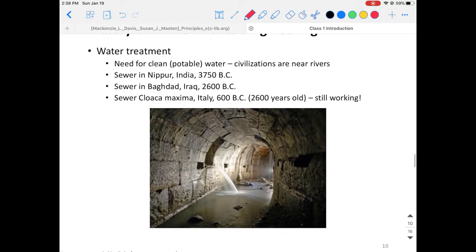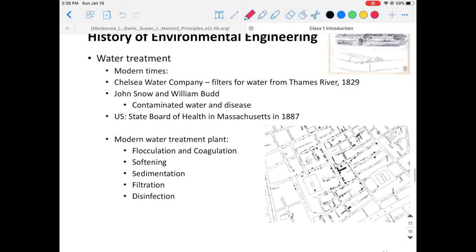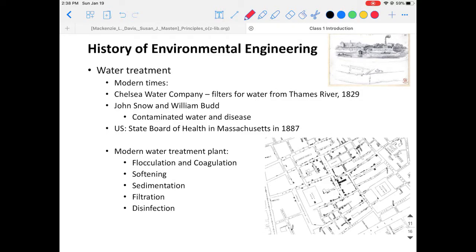older time, right? And in terms of the modern times for the water treatment, the Chelsea Water Company is the first company that made moves to filter the water from the Thames River in 1829, which is in the United Kingdom. Okay, so you can find out that it was actually because the Industrial Revolution started to generate more pollutants into the different water systems or air systems, that people realized that we cannot directly withdraw water from the river to drink it.